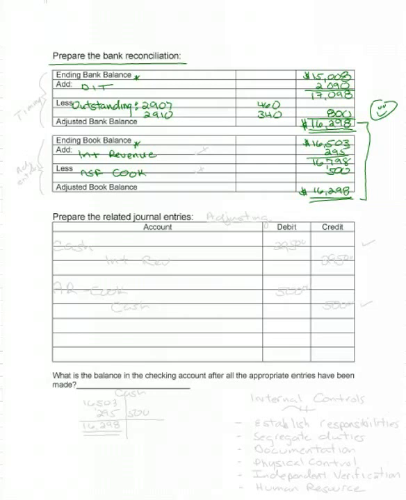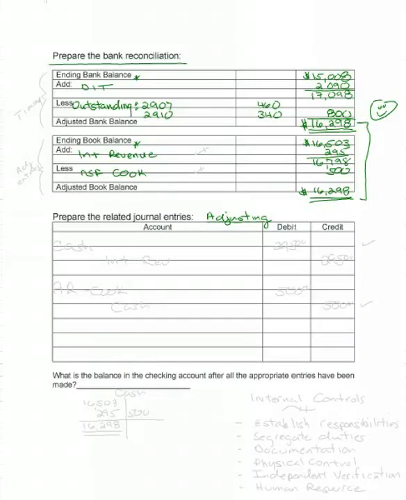The next step would be to make the related journal entries. These are adjusting entries, and they're unusual in that they actually affect cash. By and large, the only adjusting entries that affect cash come from bank reconciliations. You could have some from error corrections, but by and large, these are the only adjusting entries that affect cash.